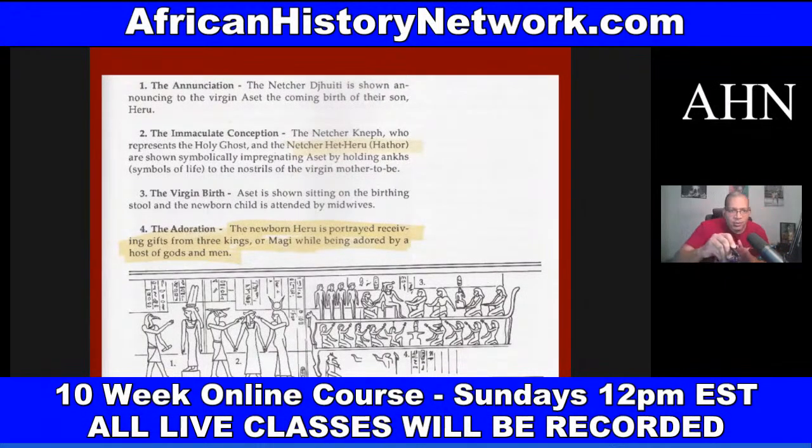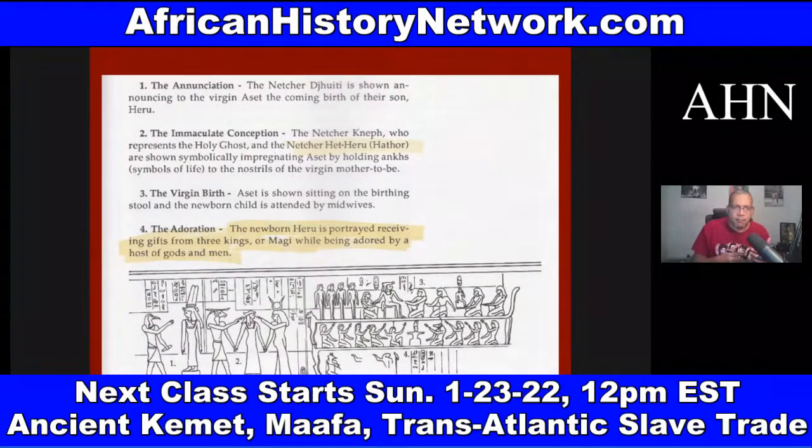Two, the Immaculate Conception. We see the Netter or deity Neph, who represents the quote unquote Holy Ghost, and the Netter Het Heru, who the Greeks called Hathor, are seen symbolically impregnating Auset by holding Ankh, which is the symbol of life or the symbol of eternal life or the African symbol of life, the Ankh, to the nostrils of the Virgin Mother to be Auset. This is the Immaculate Conception.